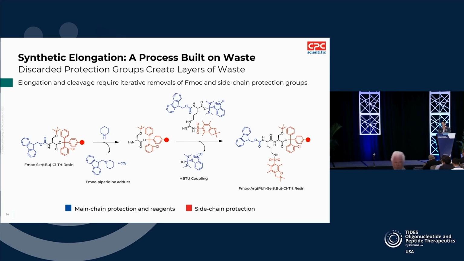So the main chain protection during peptide elongation is typically achieved using FMOC chemistry. And over here you can see that in blue. The FMOC protected amino acids are then subsequently coupled with an activation at the C-terminus using a coupling reagent, also in blue here. So the FMOC is removed under basic conditions, typically with something like piperidine, and then the resulting byproducts are washed away.